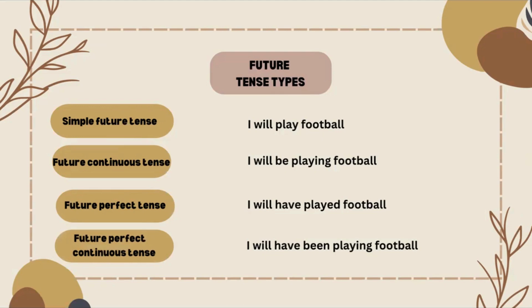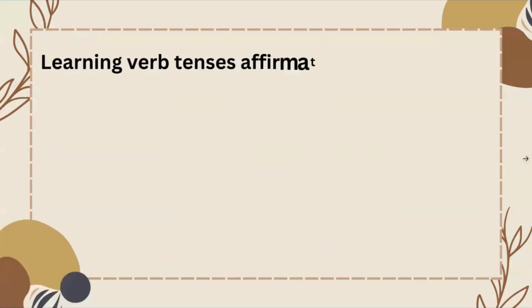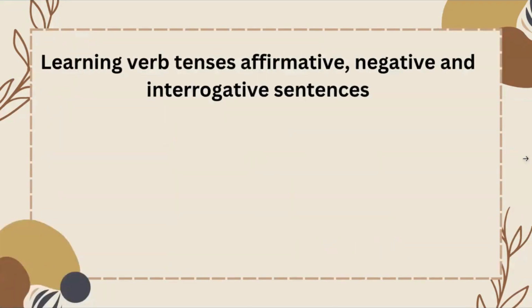Now, these were the 12 types of tenses we have in English. However, in addition to these, there are also some conditional tenses, and I'm going to cover that later in another exclusive video on tenses. Further, we are going to learn the tense structure with affirmative, negative, and interrogative sentences along with their examples.